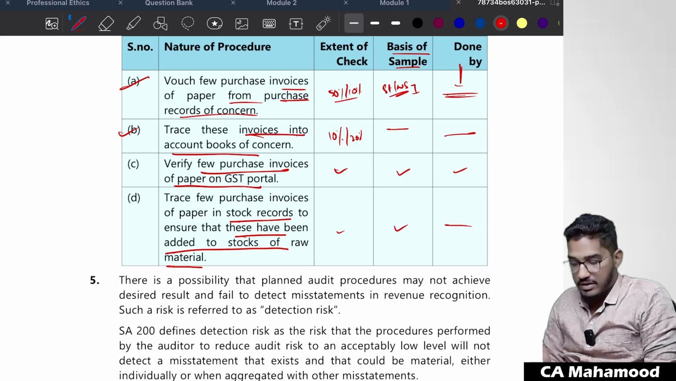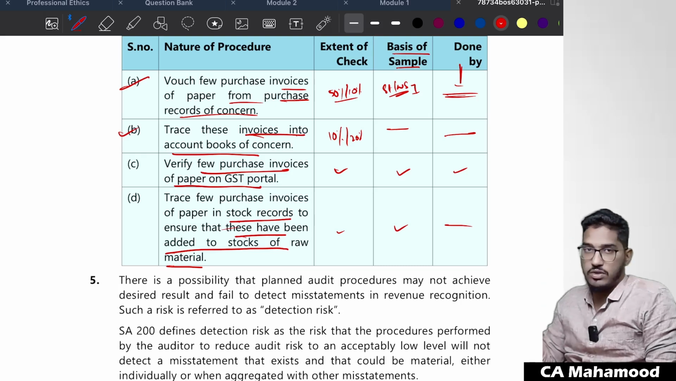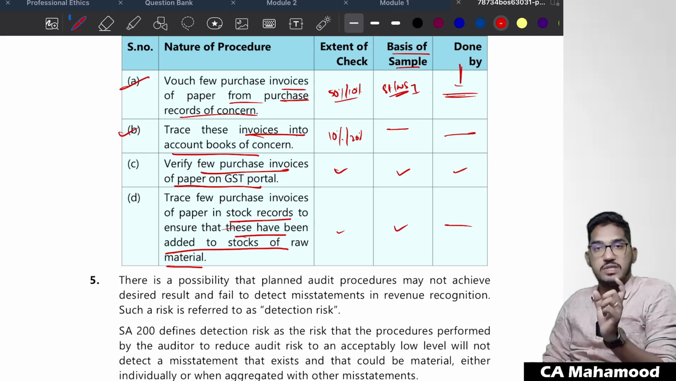Trace these invoices to the entries in the books of accounts. Verify sale invoices on the GST portal. Verify sales invoices of paper in stock to ensure that whatever items have been sold are taken out of the stock. Even stock records are also updated because of sales or not.